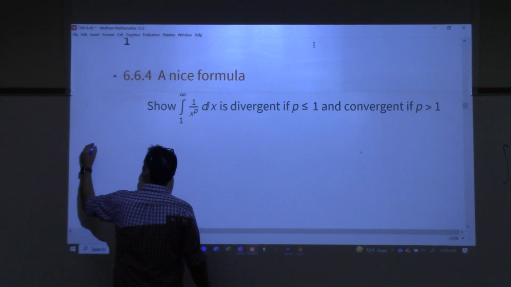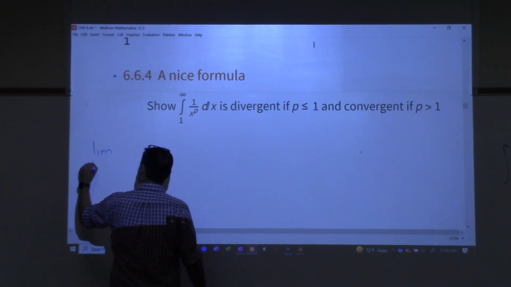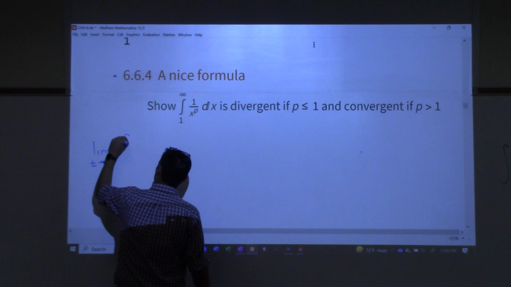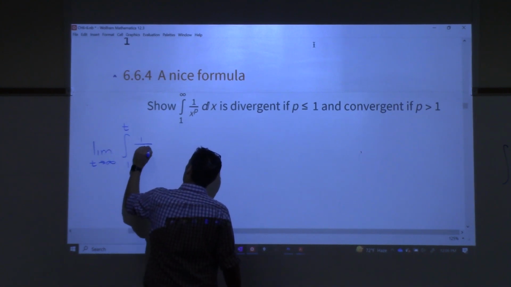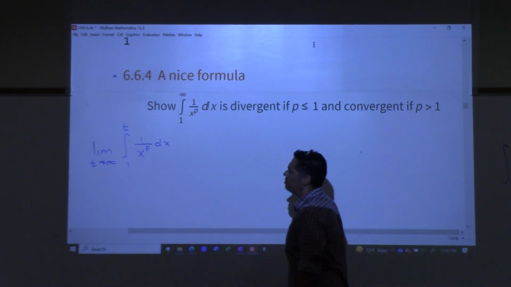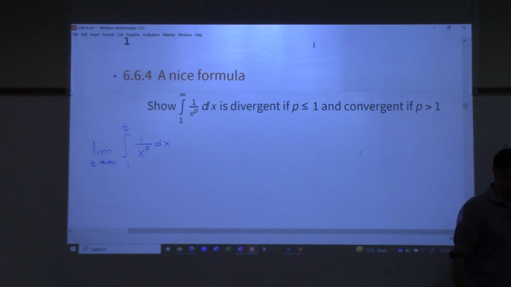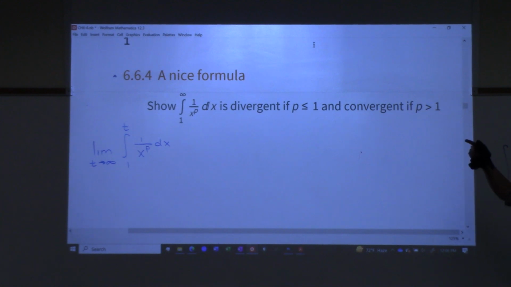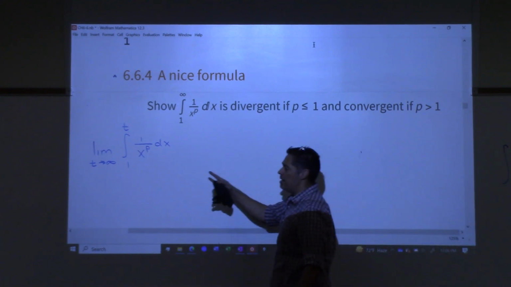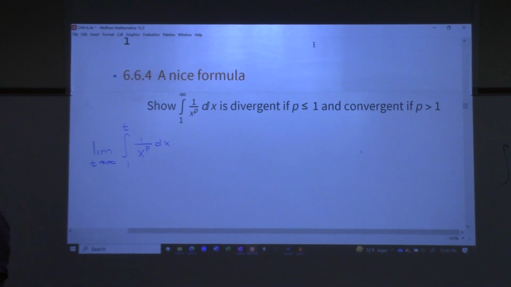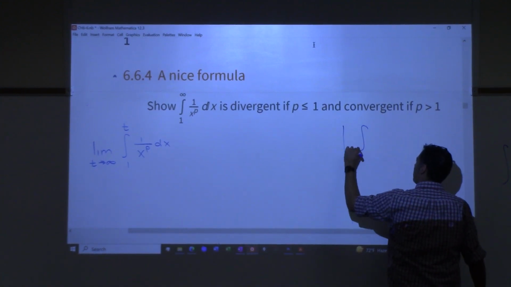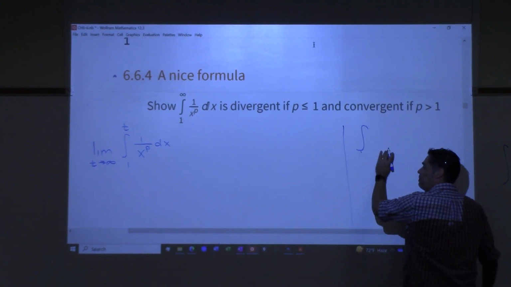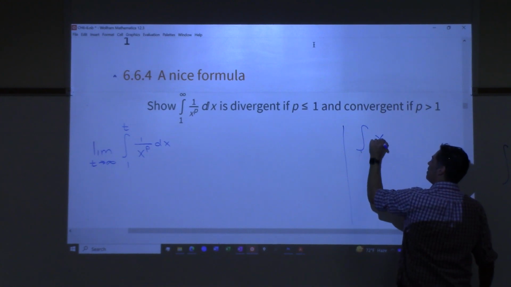All right, so here's what I'm going to do. I'm going to do the limit as t goes to infinity of the integral from 1 to t of 1 over x to the p dx. That's just me knowing this is an improper integral. I have infinity as one of the limits. I replace that infinity with t, and I'm going to let that t go to infinity. Now I need the antiderivative of this. So let me do some scratch work over here. I'm trying to find the antiderivative of 1 over x to the p. I'm going to rewrite that as x to the negative p.